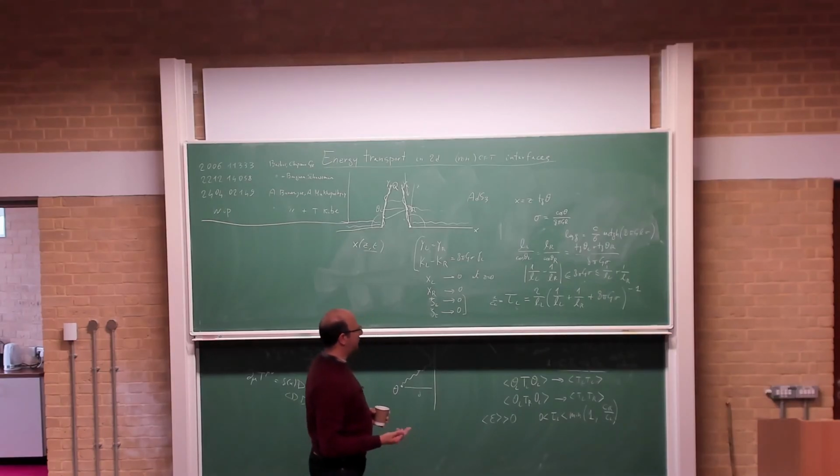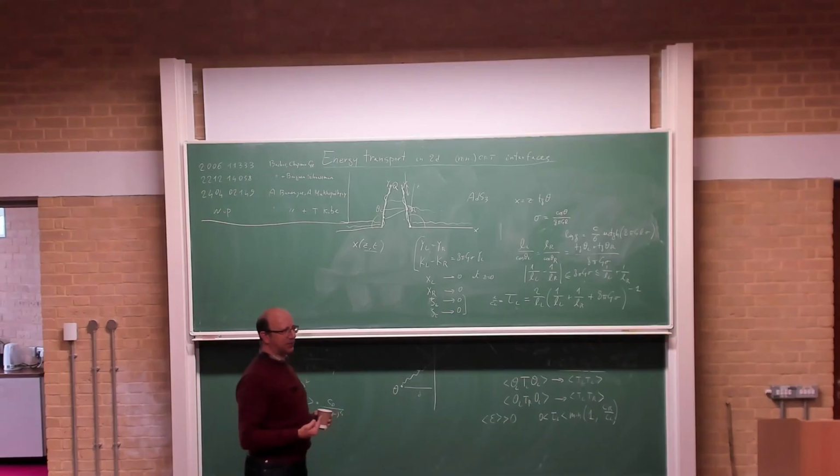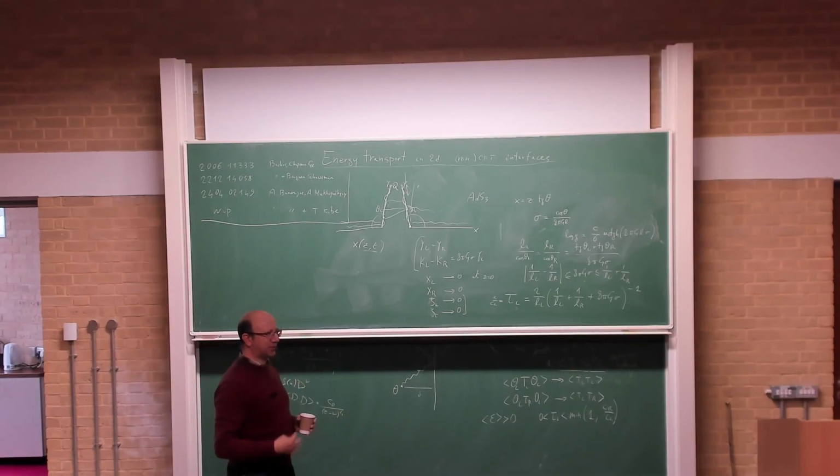That's the one limitation of this model, that there is only one parameter which controls everything. So in particular, you cannot distinguish the G factor from the transmission.